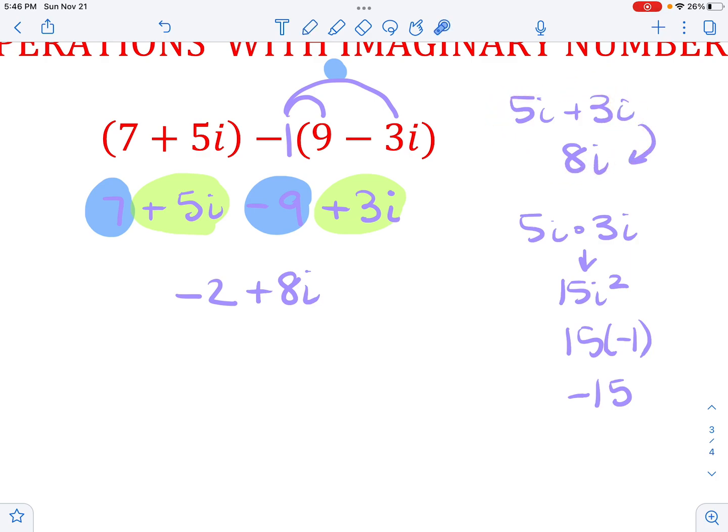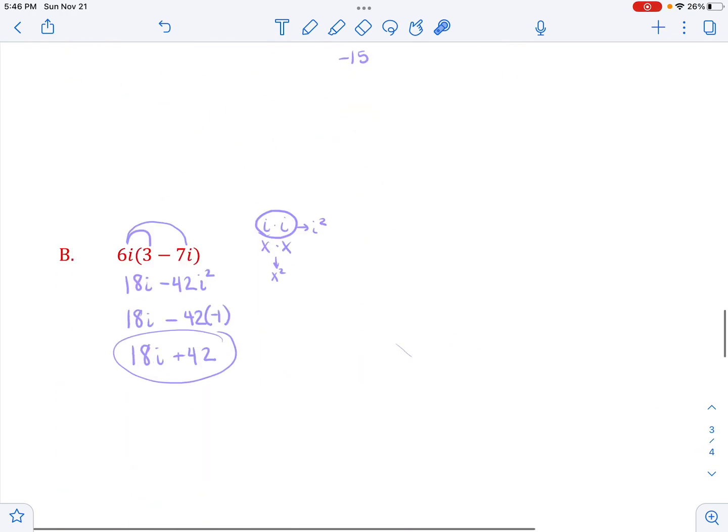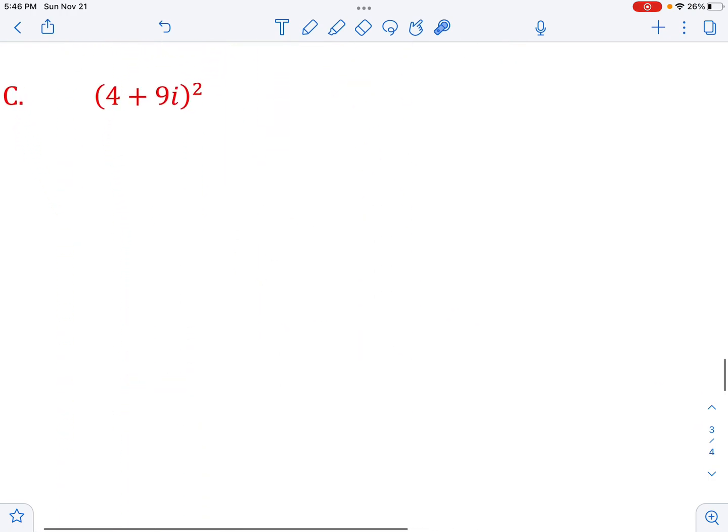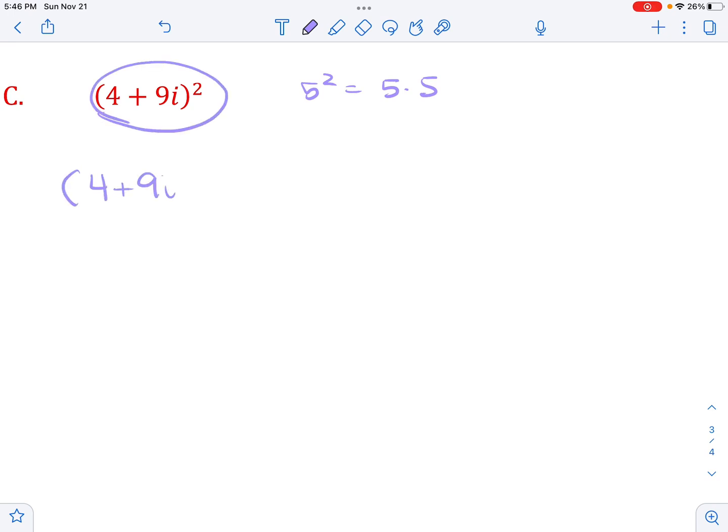Adding is very, very different than multiplying. It adds a layer of complexity there. All right, let's do one more. (4 plus 9i) squared, what that really means is I'm multiplying, just like 5 squared means 5 times 5. (4 plus 9i) squared really means (4 plus 9i) times (4 plus 9i).